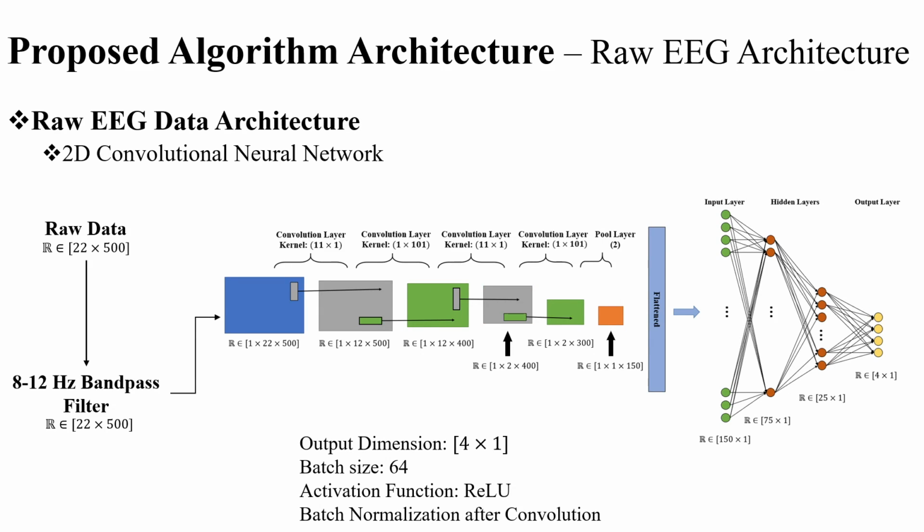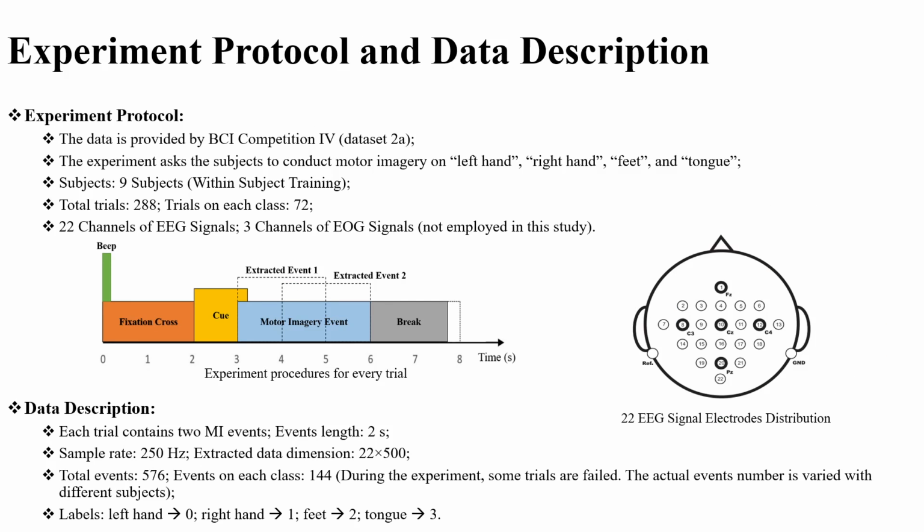Next is the raw EEG data neural net. Since both the temporal and the spatial are dependent on each other, in this model, 4 convolutional layers are implemented to process the EEG data. 2 of them are spatial kernels, and the other 2 of them are temporal kernels. Next, I will discuss the experiment protocol and the data.